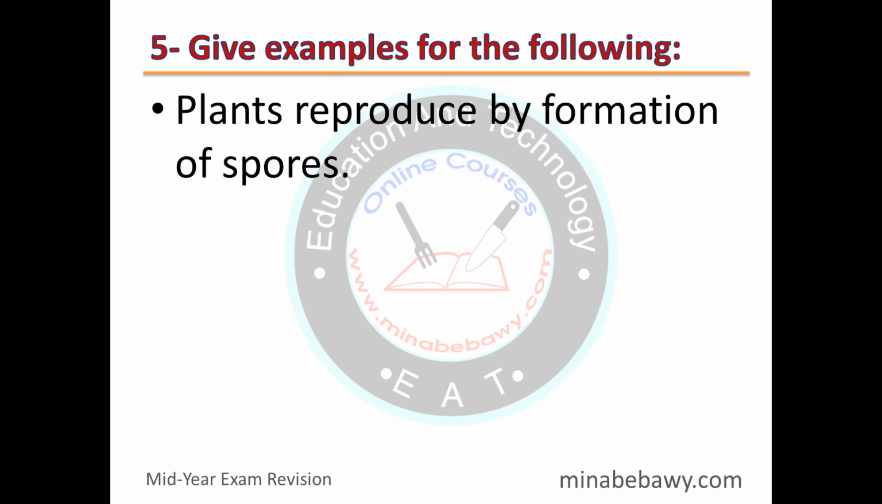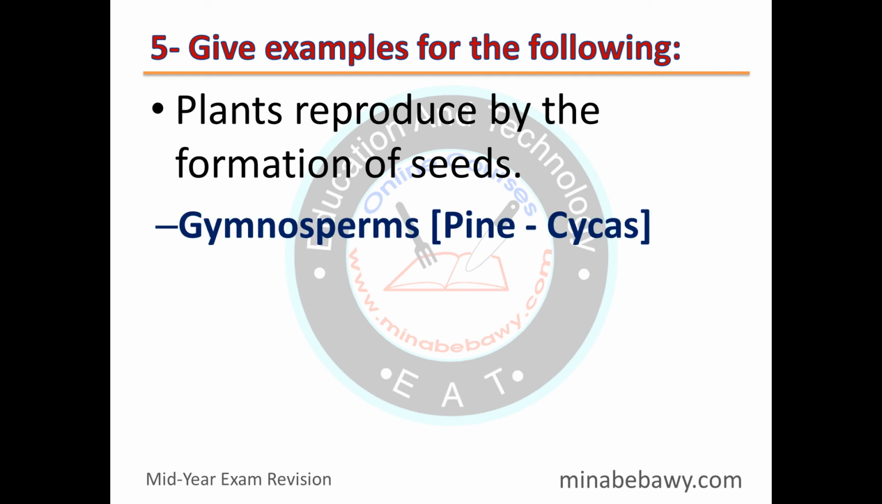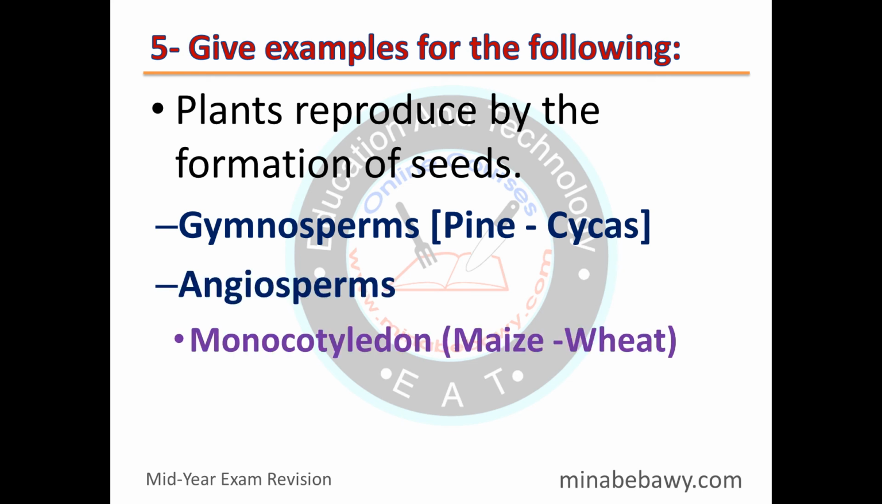Plants that reproduce by the formation of spores: ferns, adiantum. Plants that reproduce by the formation of seeds: gymnosperms, such as pine and cycas. Angiosperms are classified into monocotyledons such as maize and wheat, and dicotyledons such as bean and pea.